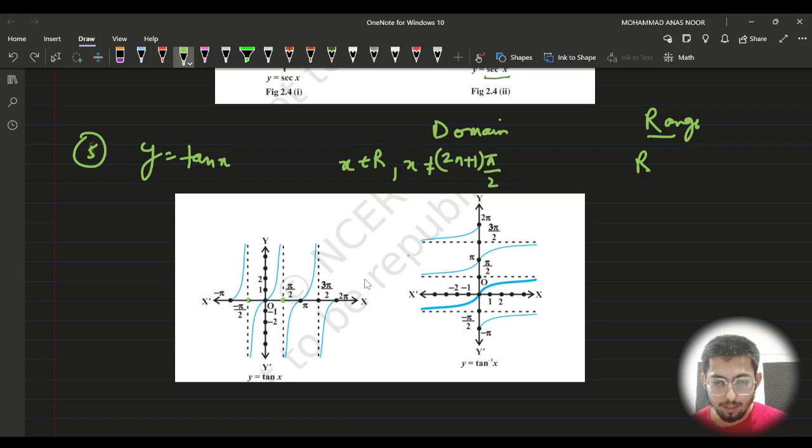Now when we find its inverse, the inverse would look something like this, and as a whole it would fail the vertical line test, so we would have to restrict it. So what we did was we restricted it from minus pi by 2 to pi by 2, with both of them not included, right? Because otherwise it would be undefined.